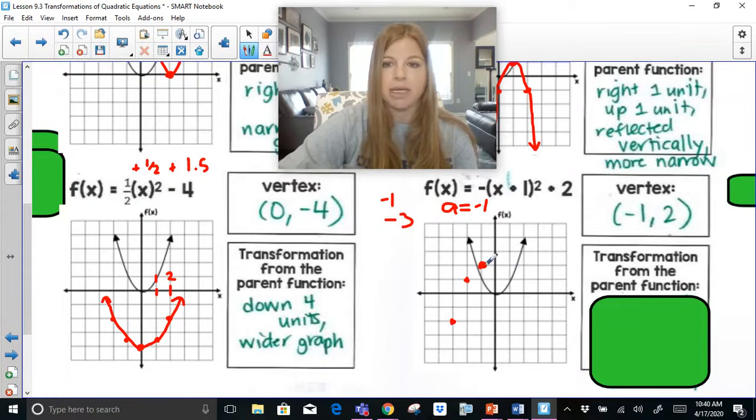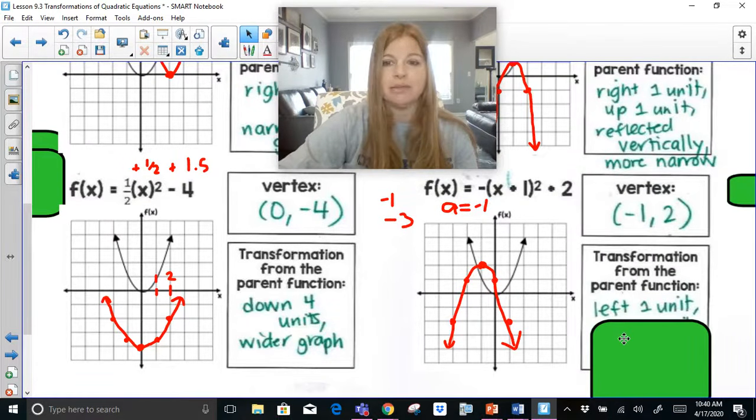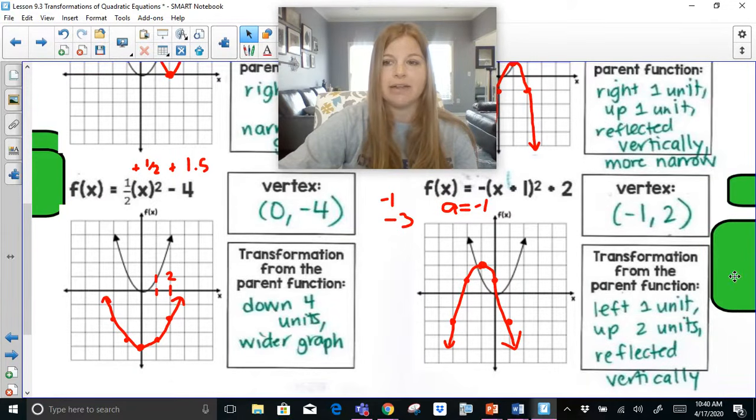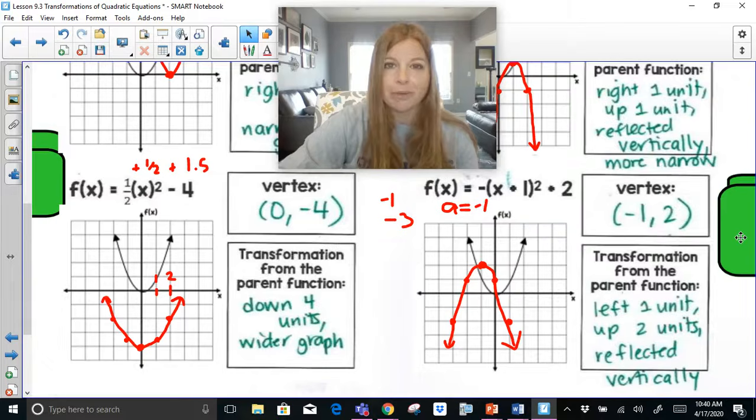Same thing on the other side. Out, down 1, out, down 3. And so this graph went to the left 1 unit, shifted to the left, went up 2 units, and then reflected vertically.